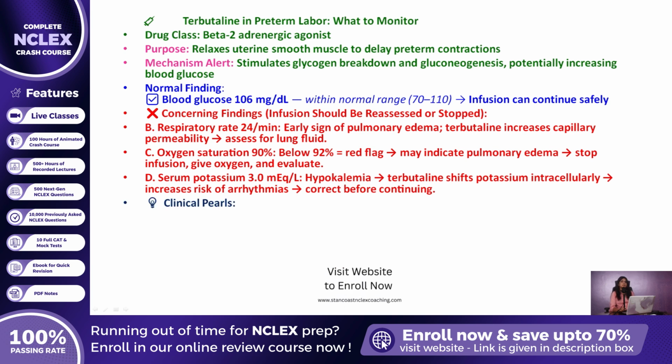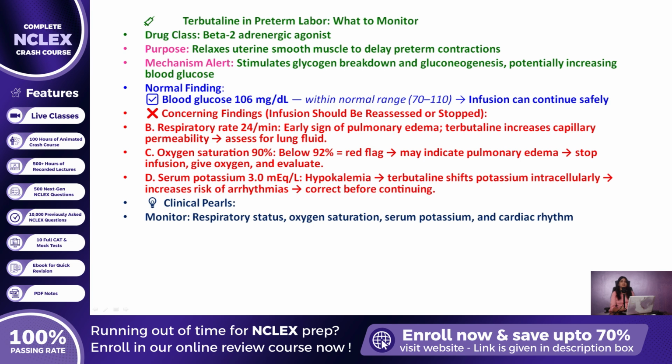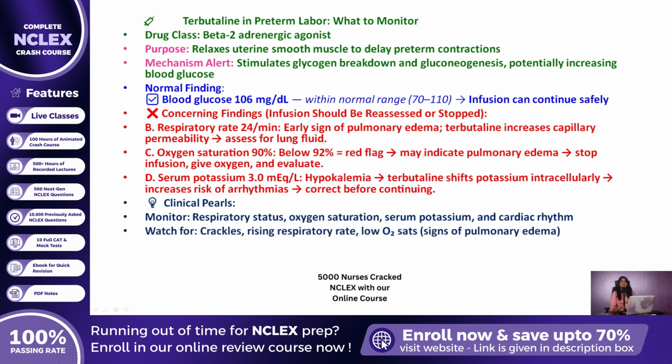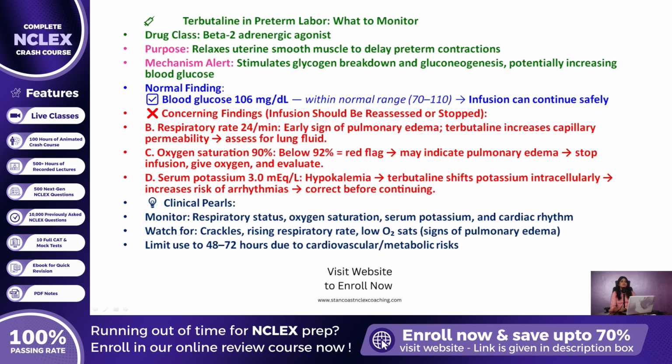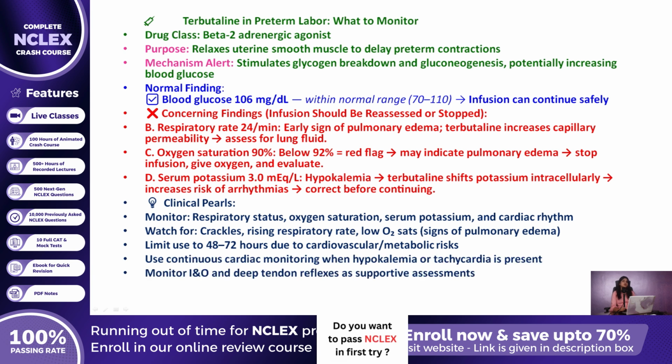Clinically, when using terbutaline, it is critical to monitor not only uterine activity, but also respiratory status, oxygen saturation, and electrolyte levels. Always assess for signs of pulmonary edema, such as increasing respiratory rate, crackles on auscultation, or declining oxygen levels. Monitor deep tendon reflexes, even though neuromuscular toxicity is more commonly associated with magnesium sulfate, and track intake and output closely, since fluid shifts and hypotension can worsen terbutaline side effects.